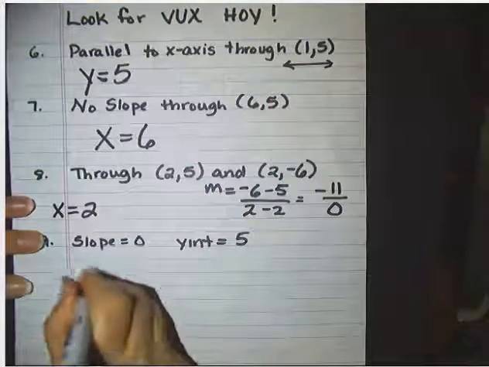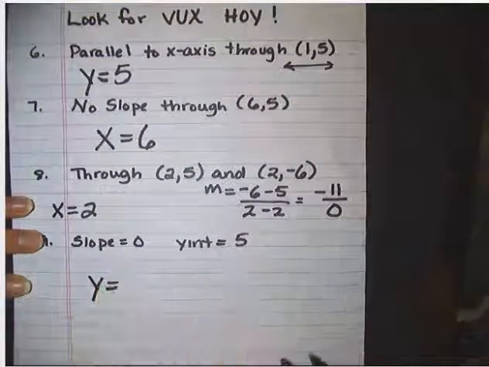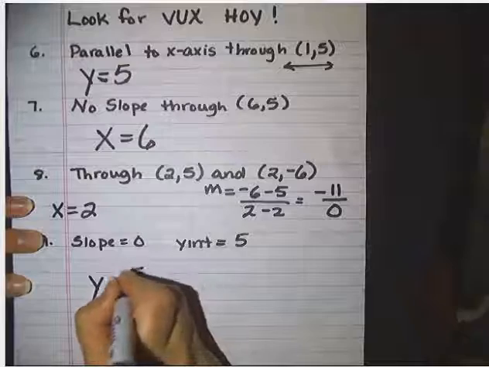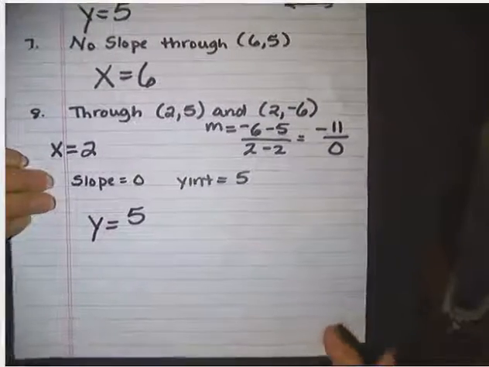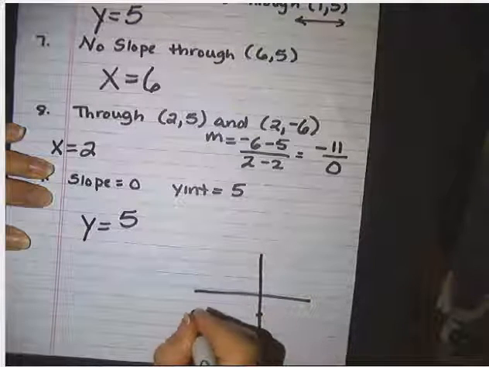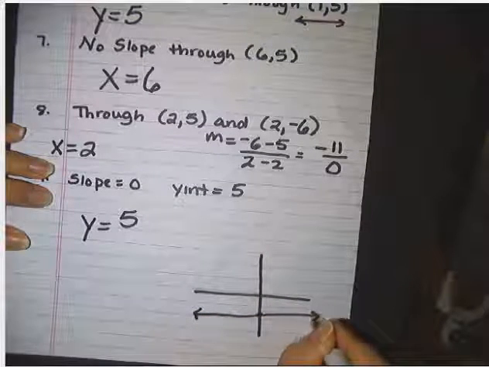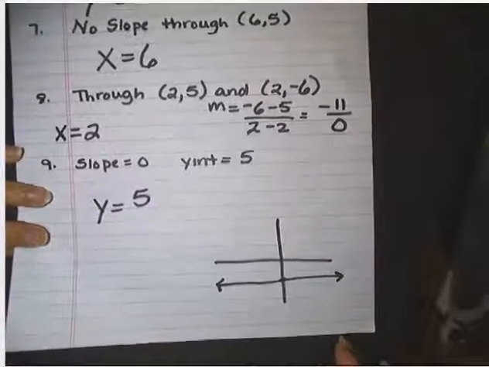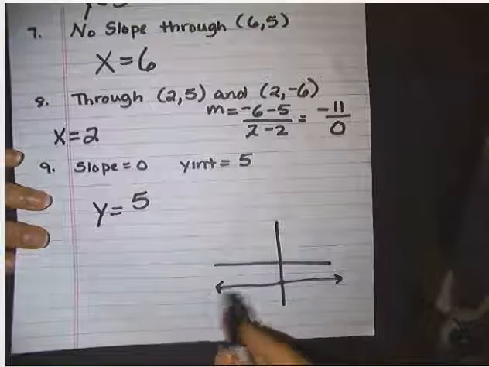You can also use these equations very easily if you are given a graph and it has a vertical or horizontal line that you're trying to find the equation of. If it's a horizontal line, you immediately know it's y equals a number. So if this is down at negative 2, y equals negative 2.